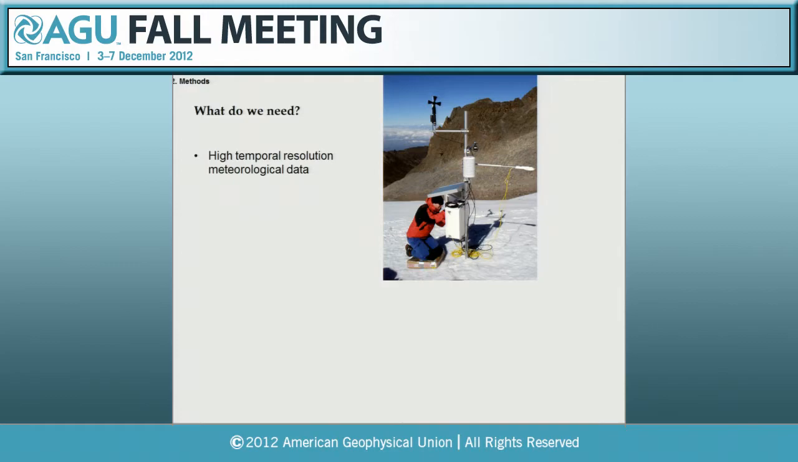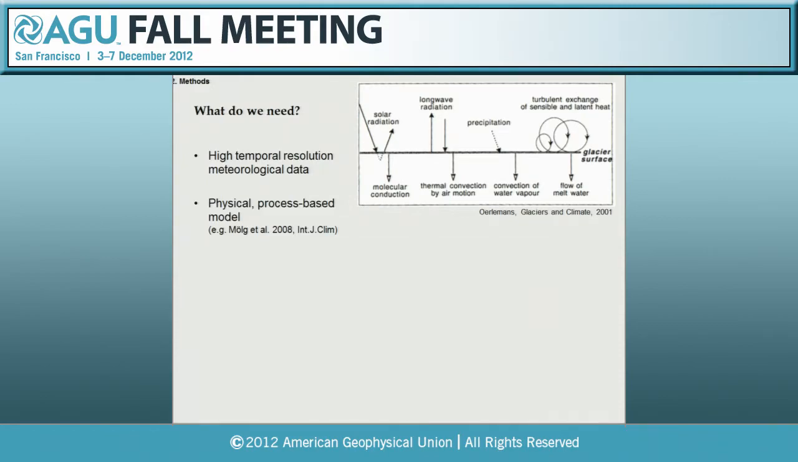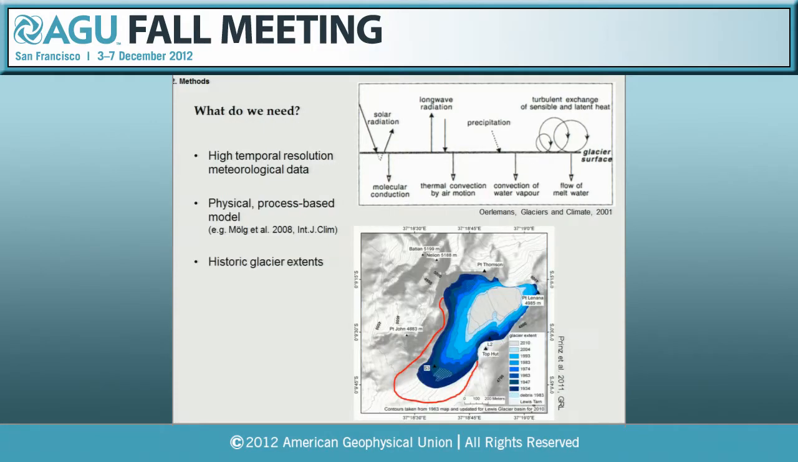So what we need to follow our approach is basically high temporal resolution meteorological data, for example, the weather station on Lewis Glacier on Mount Kenya there. And we need physical and process-based models that explain the energy fluxes towards and from the glacier surface, as Thomas just showed before. And we also need actual and historic glacier extent. This picture here is an example from Lewis Glacier on Mount Kenya. The gray area here is Lewis Glacier in 2010, and the red outline is a moraine from 1880, when Lewis Glacier was about six times bigger than now.